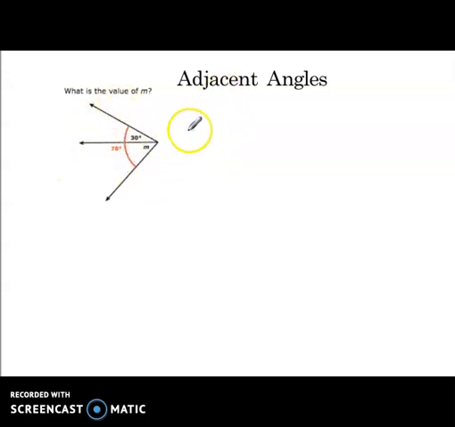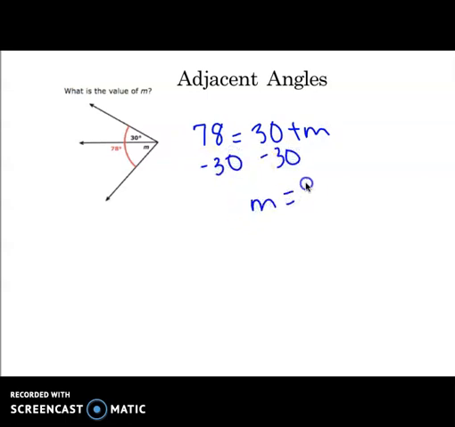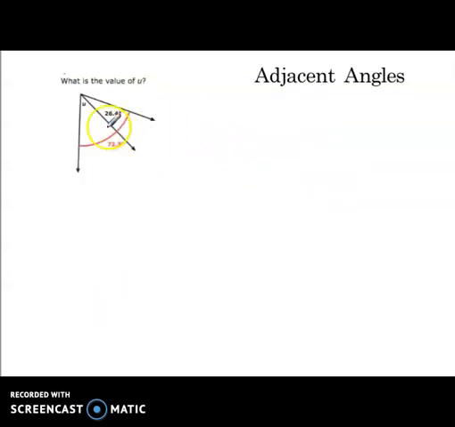If two angles are adjacent, that doesn't necessarily tell me that they are equal to some degree measure. But if you look at this diagram, these two angles total 78 degrees. So it doesn't have to be like 90 or 180. It could be a different measure. In this case, it tells me the whole angle is 78. So I know 30 plus m is 78. I subtract my 30, so m in this case is 48 degrees. So we're going to look at another one like that.